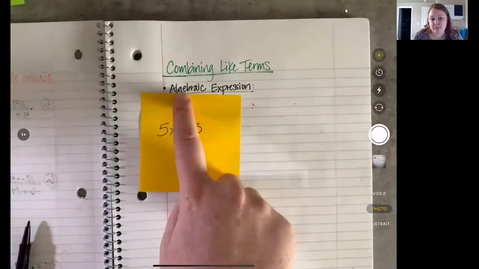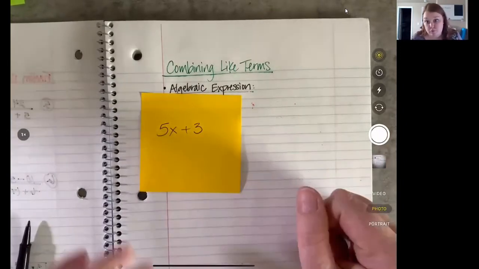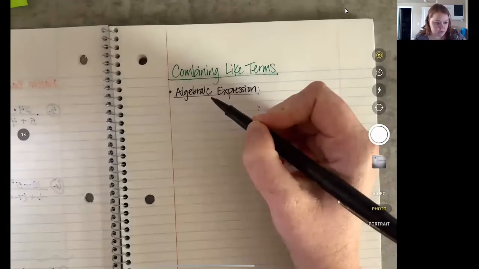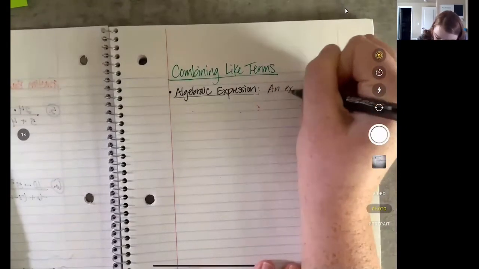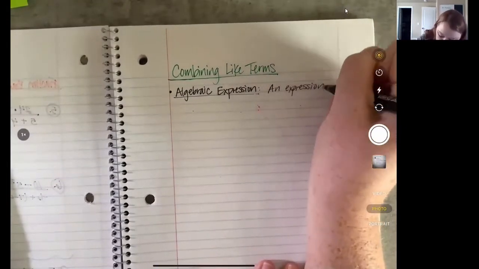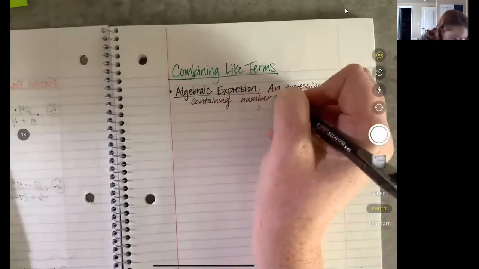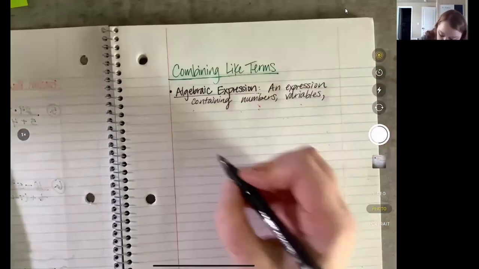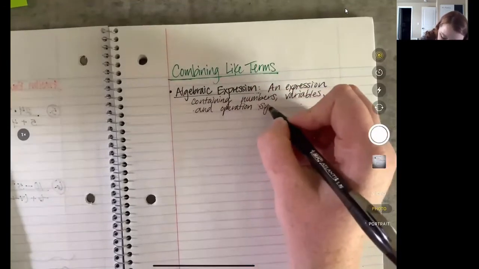Now, an algebraic expression, if it has this word algebraic, that means that there's a variable involved, or sometimes several variables, okay? So we're gonna write, this is our definition. Let me use a pen. Algebraic expression is an expression containing numbers, variables, and operation symbols. Okay.